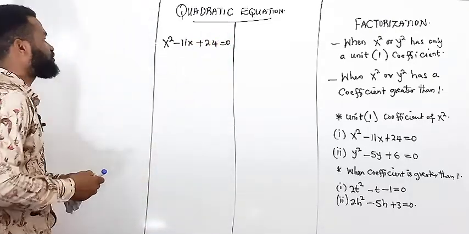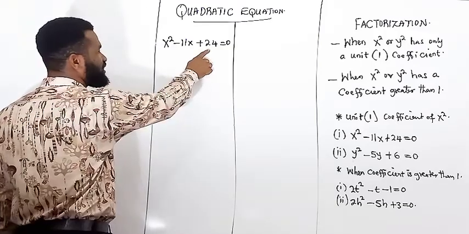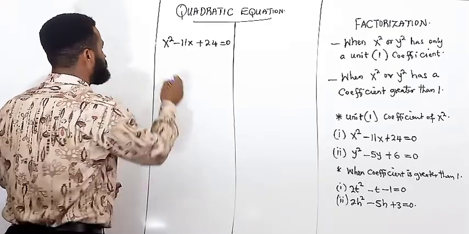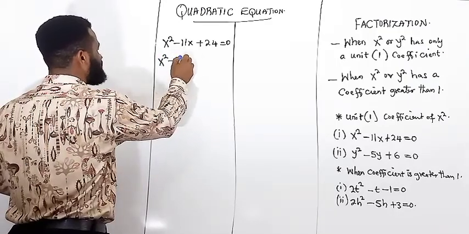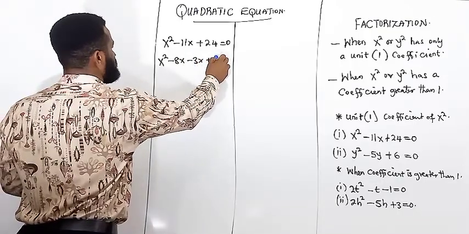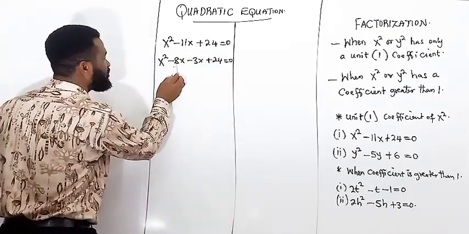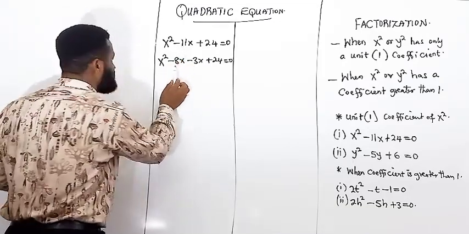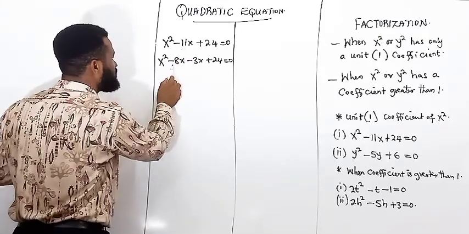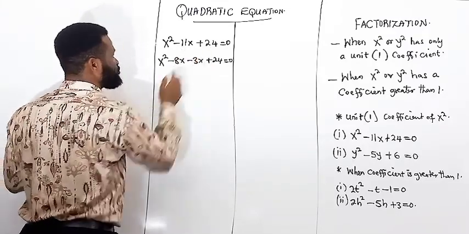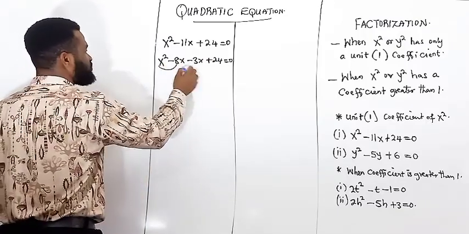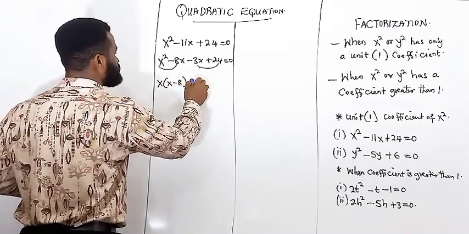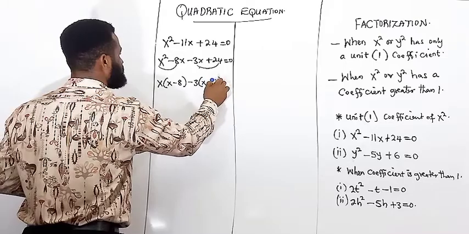When you have this question, you ask yourself, what are the two numbers that multiply to give me plus 24, but when I add them together, I'll have minus 11? We say that x squared minus 8x minus 3x plus 24 equals 0. Minus 8x minus 3x will give me minus 11x. Minus 8 times minus 3 will give me plus 24. So I'm going to factorize these two. So I have x bracket x minus 8, minus 3 bracket x minus 8 equal to 0.